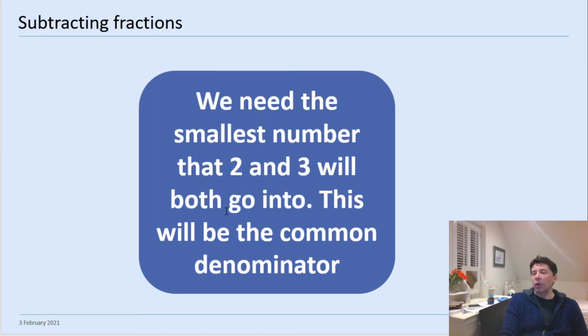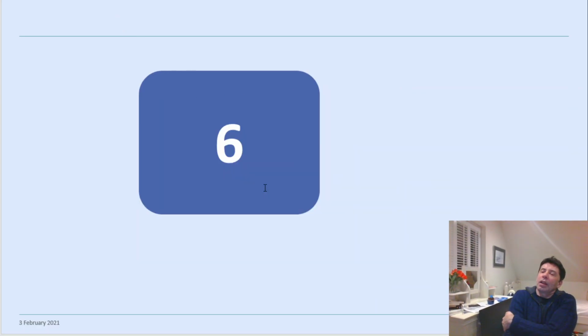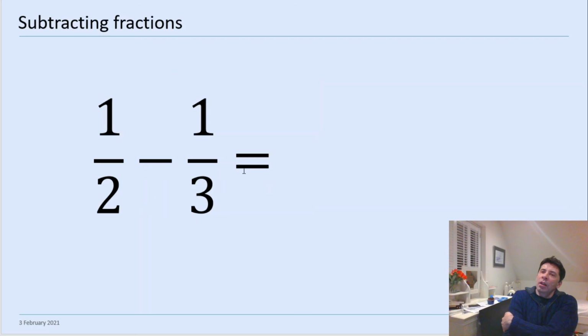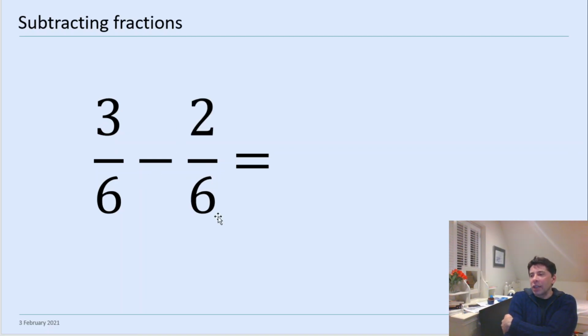We're looking for the smallest number that 2 and 3 will both go into. We've actually done this before in the video, so this is a matter of remembering. What's the smallest number that 2 and 3 will both go into? 6. So we're going to put these both into sixths. A half is 3/6. A third is 2/6. 3/6 minus 2/6 is 1/6. So a half minus a third is a sixth.